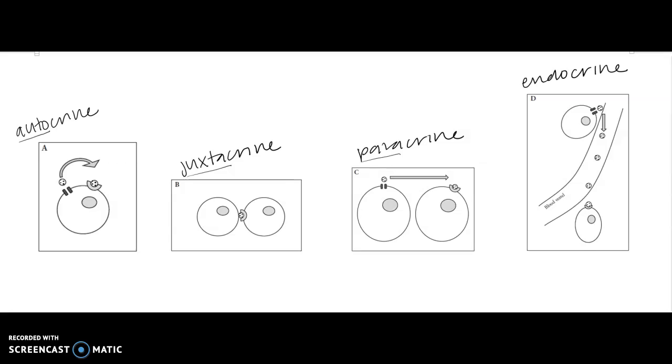Okay, let's talk more communication. As always, please have notes out so that you can take notes during this time. We're going to talk about these four types of cell signaling pathways. We have autocrine, juxtacrine, paracrine, and endocrine.